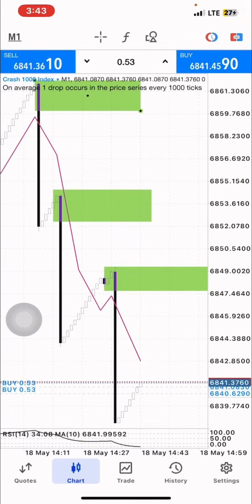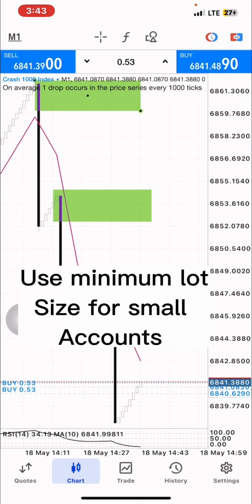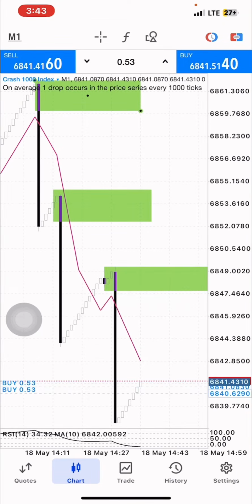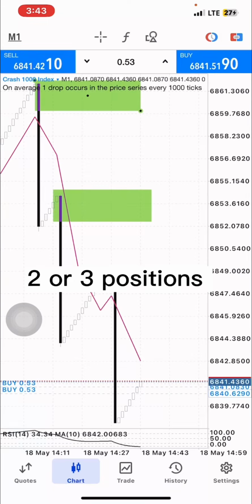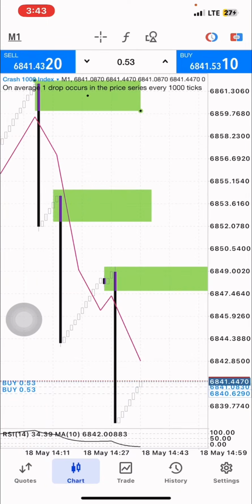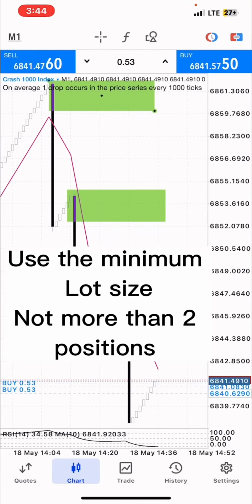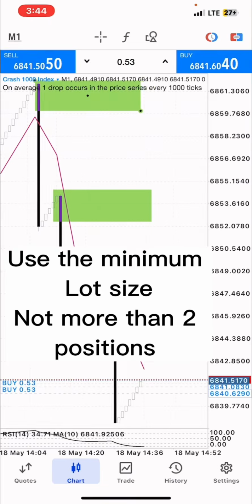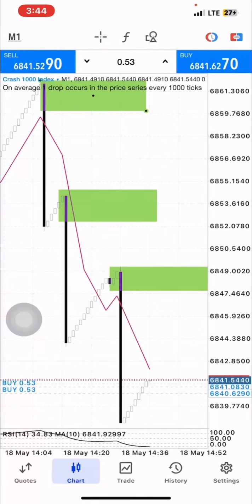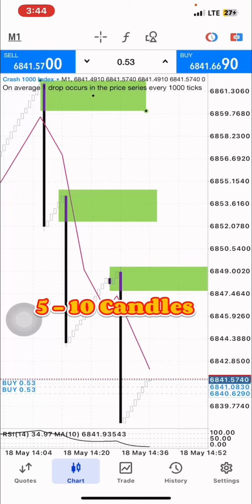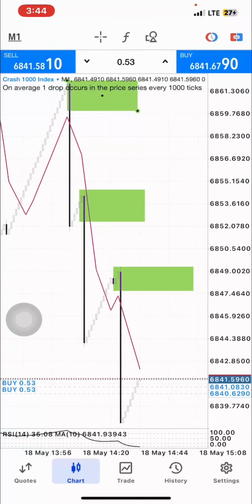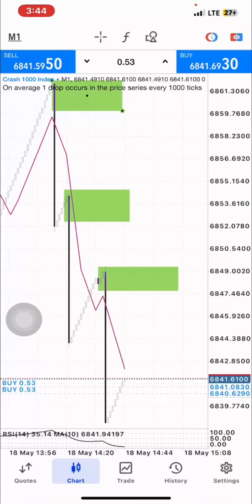If you are trading an account that is below $100, ensure to use the minimum lot size, and don't open more than 2 or 3 positions. Now if you are trading an account as small as $50, make sure you use the minimum lot size and don't open more than 1 or 2 trading positions. In this strategy, we are going to be aiming just 5 to 10 candles. Why? Because we want to be very accurate while trading the market.